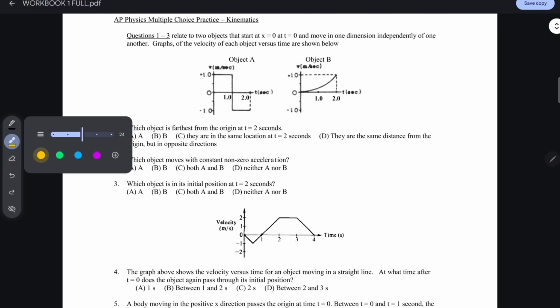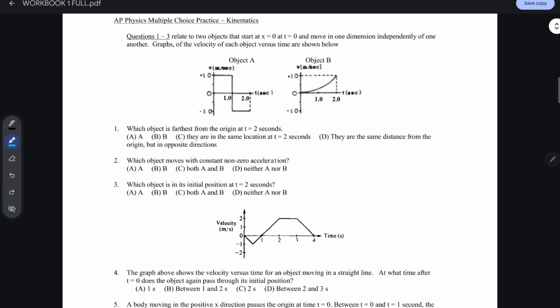Okay, so the first question is asking which object is farthest from the origin at time 2 seconds. We can check over here. We have this and we have this, and we can see that they are both at 1.